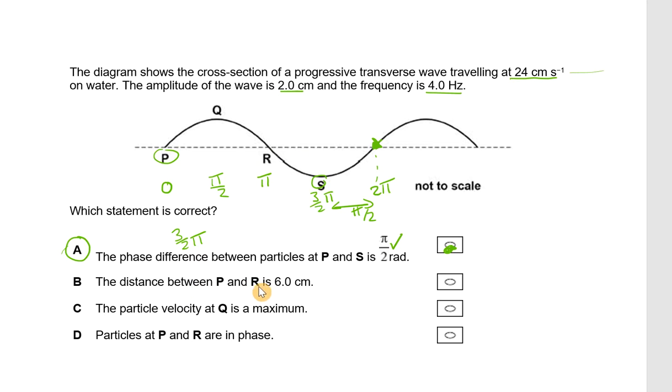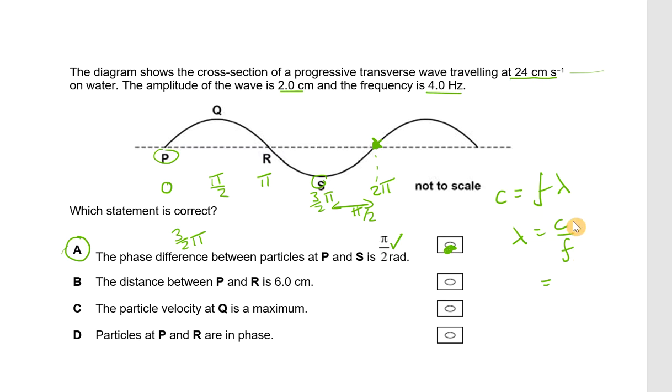The distance between P and R is 6 centimeters. Well, if we want to find the distance between P and R, we'd have to find the wavelength, because P and R is half a wavelength. So let's use the equation. The speed of a wave is equal to its frequency multiplied by its wavelength. That's straight off your data sheet. So the wavelength is equal to the speed over the frequency.